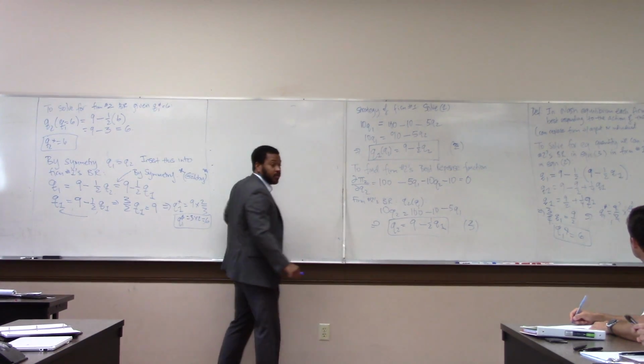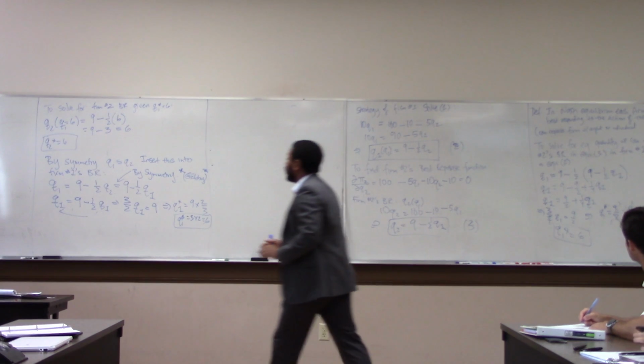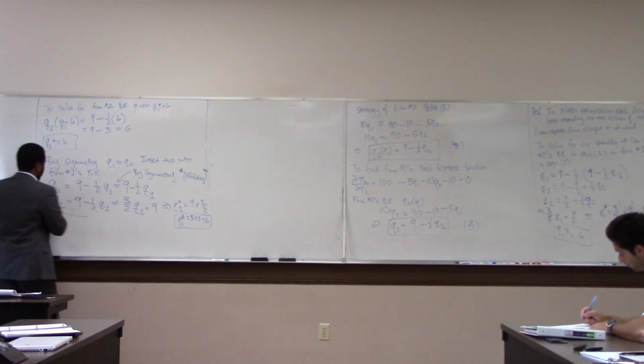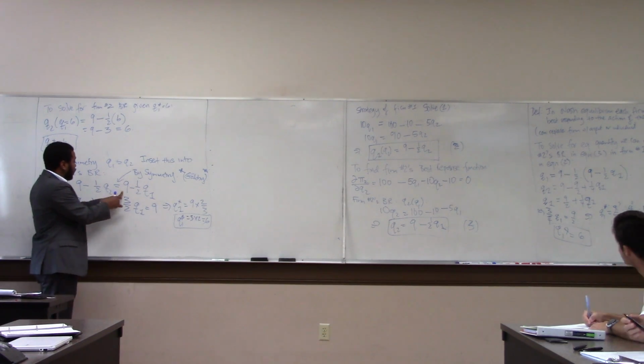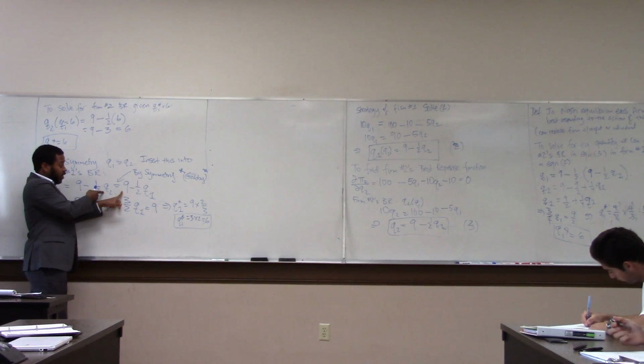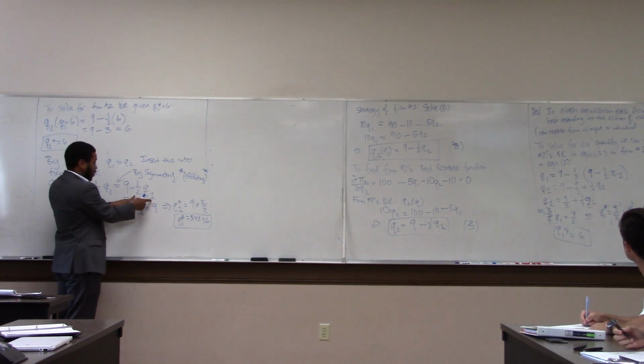Blair? Yes. I just have one question. Where did you get the 3 from? Yes, good question. So we have the best response is Q1 equals 9 minus a half Q2. We assert symmetry to say that Q1 equals Q2. So we get 9 minus a half Q1, right?